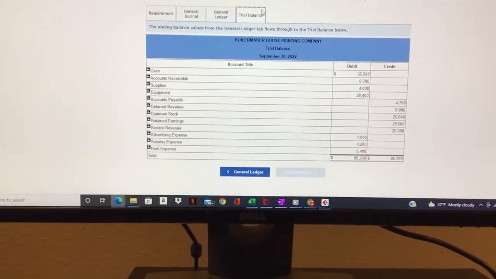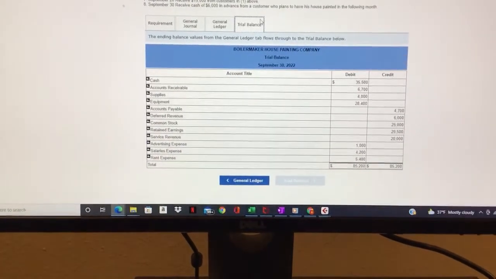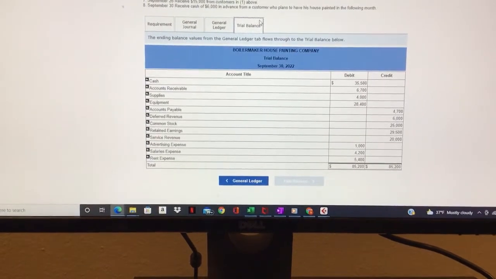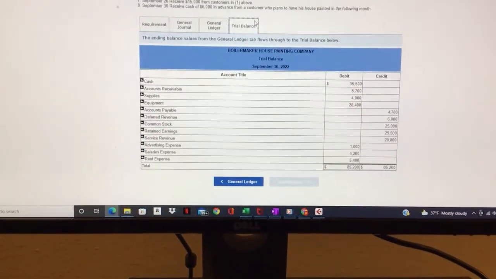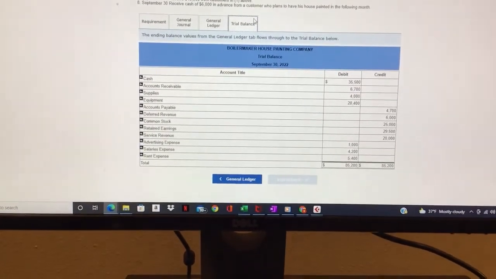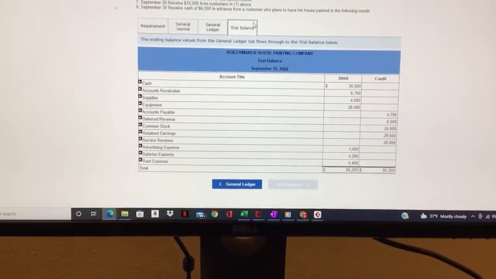an adjusted trial balance. Look at those first four entries that you see here: cash, accounts receivable, supplies, and equipment. And notice that these are the ending balances from the general ledger that you saw in the previous part of this problem. Also notice that at the very end, the totals have to agree.